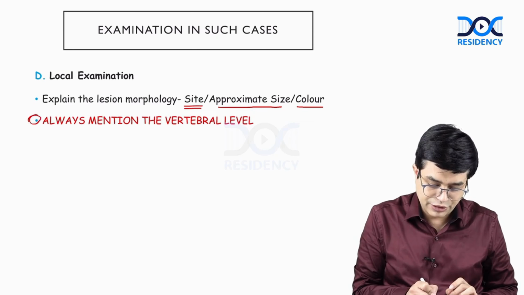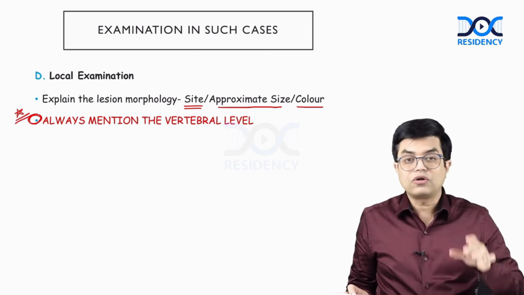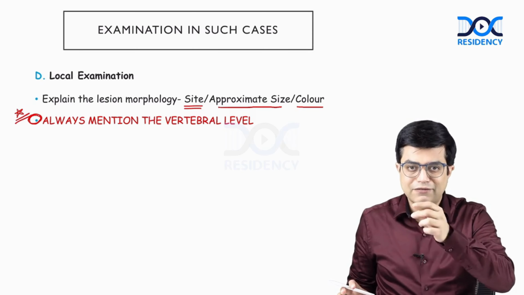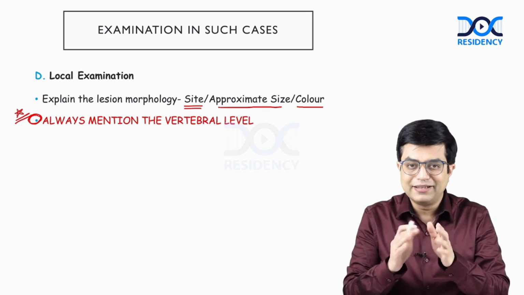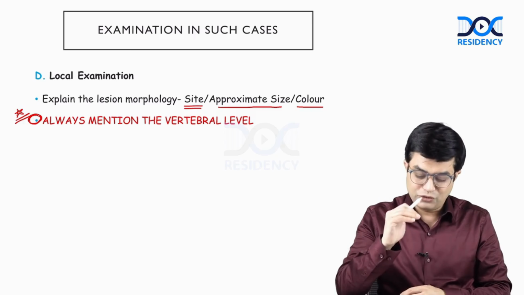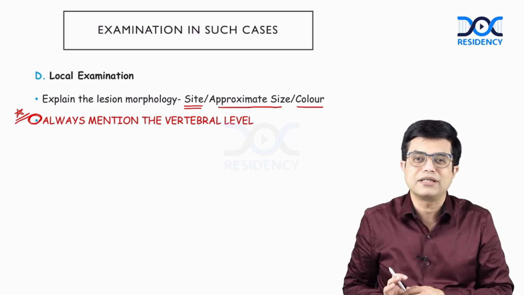Very, very important point. I'm putting a star on this. It is something we sometimes miss during examination. I'm not talking about the spinal level. There are two parts, spinal cord and vertebra. I hope you know that they may not be the same. They are not the same. So the vertebral column level, you will mention while describing the lesion, at what vertebral level it is present, right?